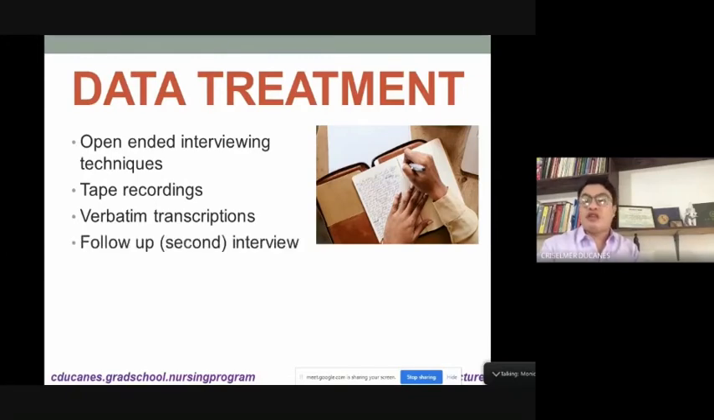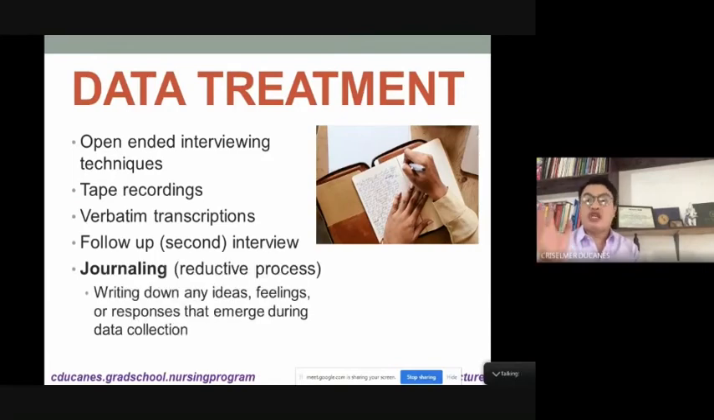Follow-up or second interview. For example, if in your first interview there is still something lacking, you can do follow-up interviews, okay? After. Then journaling. Okay, what is journaling? It is a reductive process. So you write down any ideas, feelings, or responses that emerge during data collection.